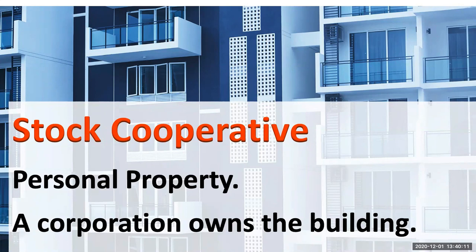In a stock cooperative, a corporation buys the entire building, and then everybody that lives there buys stock in the corporation. Depending on how much stock you have determines your square footage or how high up in the building you are, because the higher you get, the more expensive it gets. So it's considered personal property. People don't own the land. They don't own the four walls like a condo. They own a piece of paper that you can pick up and walk around with. They own stock in the company that owns the building.